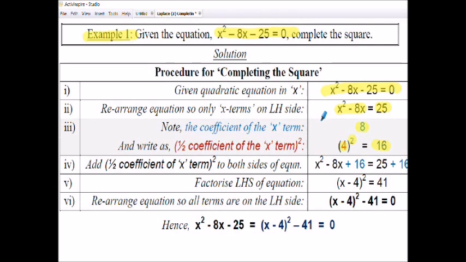We're then going to, in step 4, add that 16 to both sides of the equation. Adding it to the left hand side will help me factorize the equation. It will simplify the factorization. On the right hand side, it keeps the balance of the equation.